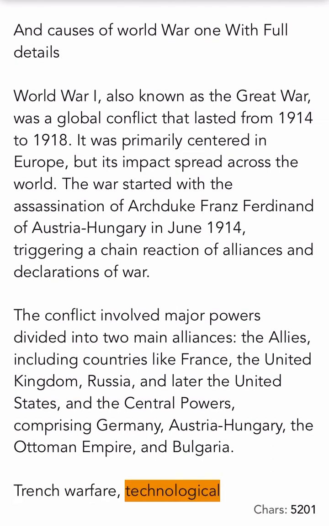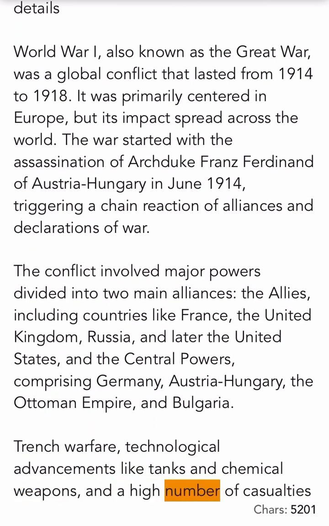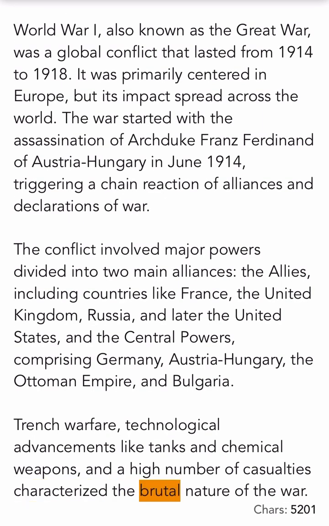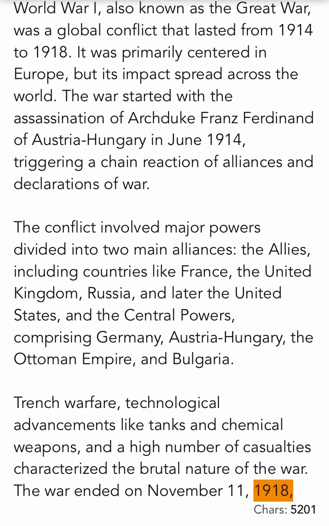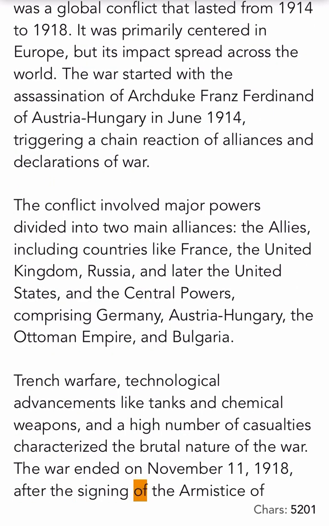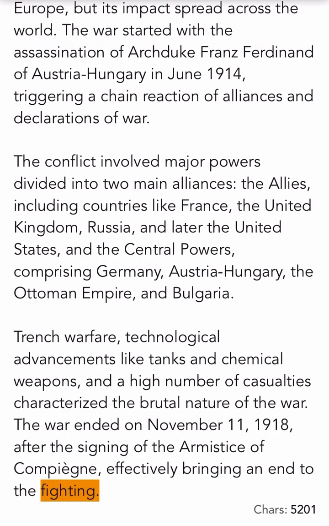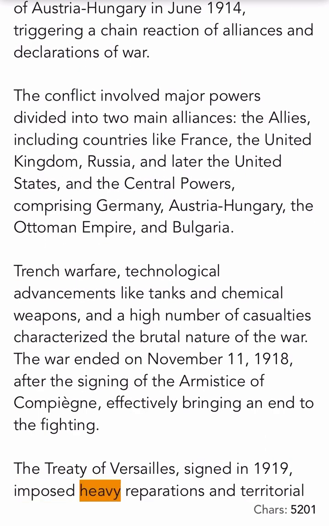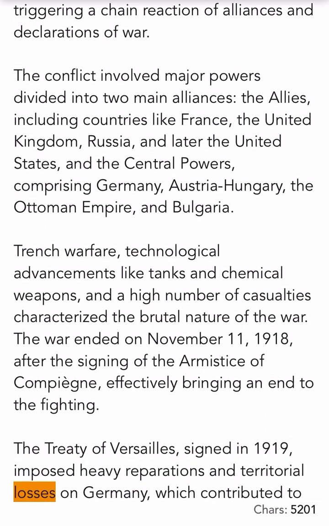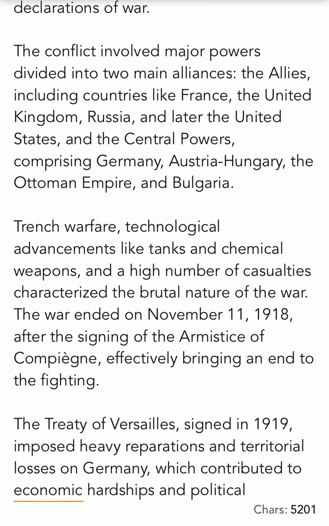Trench warfare, technological advancements like tanks and chemical weapons, and a high number of casualties characterized the brutal nature of the war. The war ended on November 11, 1918, after the signing of the Armistice of Compiègne, effectively bringing an end to the fighting. The Treaty of Versailles, signed in 1919, imposed heavy reparations and territorial losses on Germany, which contributed to economic hardships and political instability.